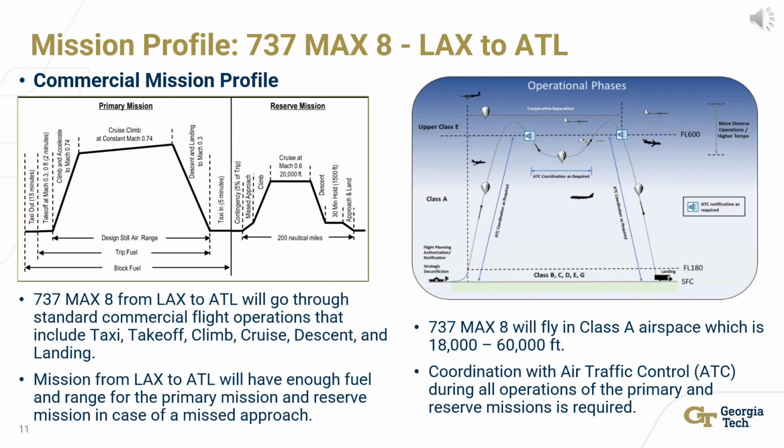For this commercial flight from Los Angeles to Atlanta, the mission profile will include a primary mission with steps of taxi, takeoff, climb, cruise, descent, and landing, and enough fuel for a reserve mission that will also include a climb, cruise, descent, and landing. The 737 MAX on this flight will fly in Class A airspace, which is between 18,000 and 60,000 feet. Coordination at all steps with air traffic control will be performed during primary and reserve mission steps.